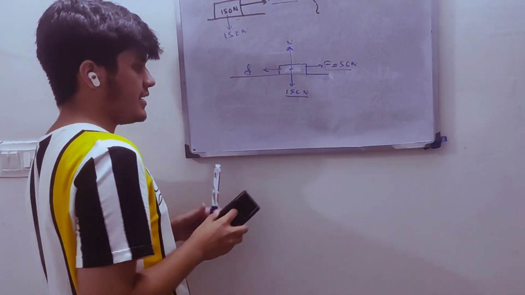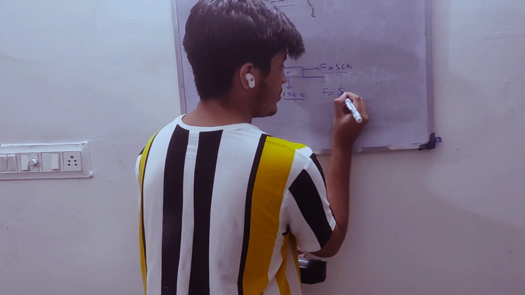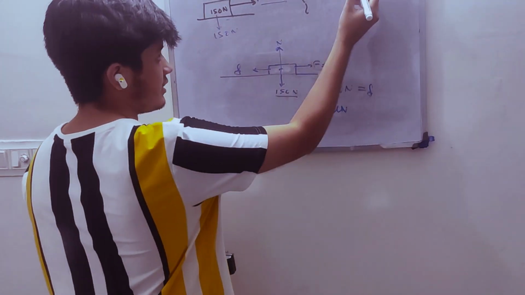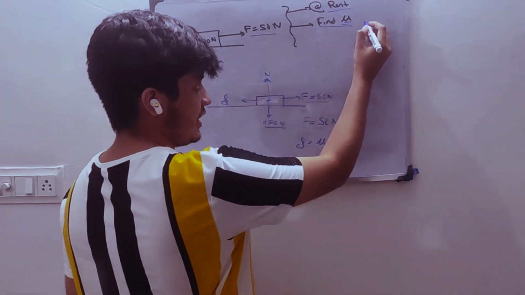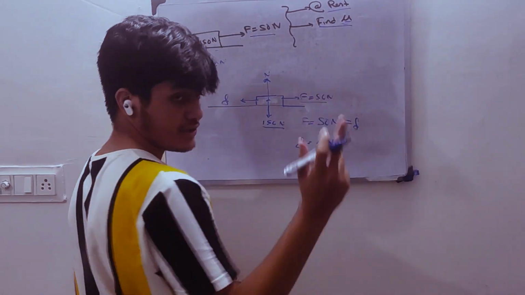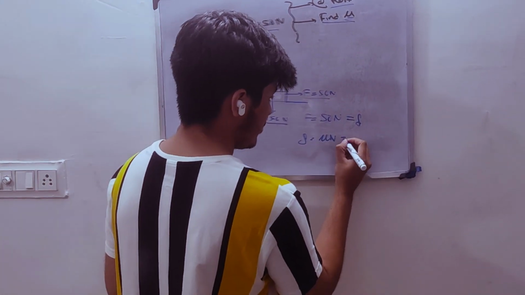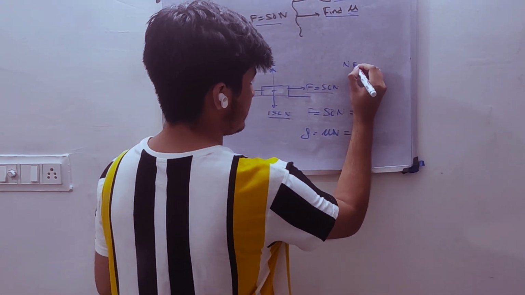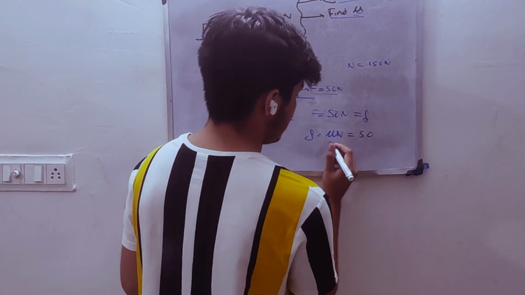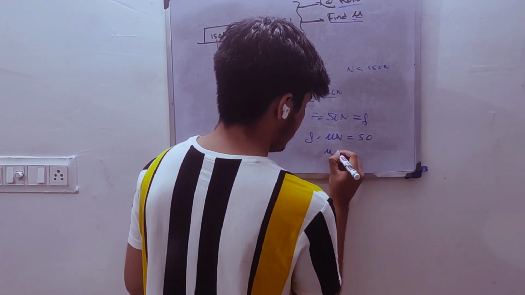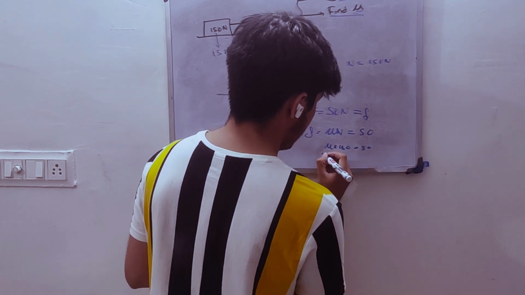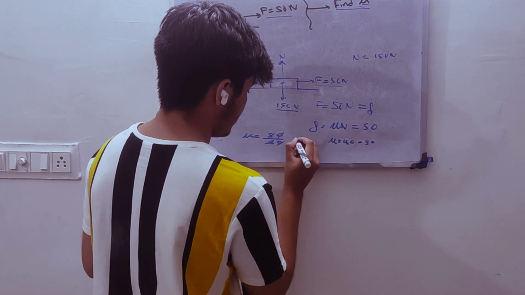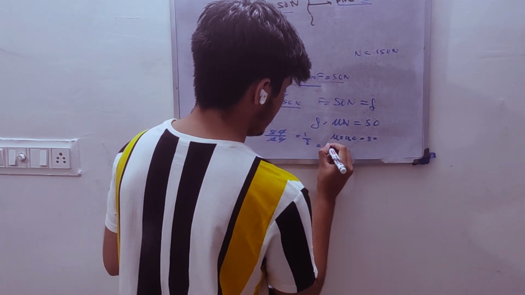As I have already discussed, F is equal to 50 Newton, and F is equal to mu N. Here we have to find mu. This mu is the limiting mu because the body is at rest. The normal is given, it will be equal to 150 Newton. So mu into 150 is equal to 50. Mu is equal to 50 by 150, that is equal to 1 by 3, that is equal to 0.33.